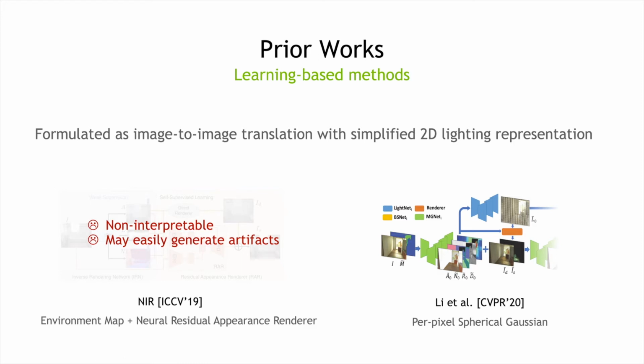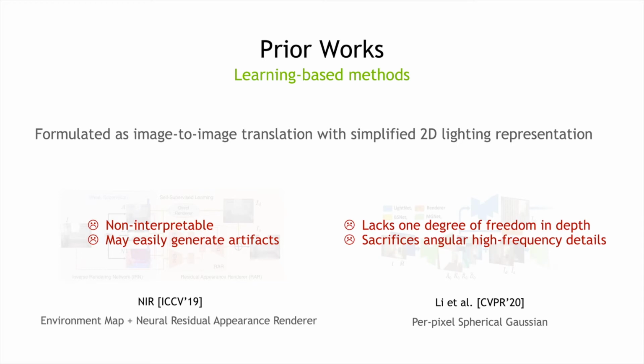Li et al. predict per-pixel spherical Gaussians to represent the 2D lighting distribution, but it still lacks one degree of freedom and sacrifices angular high frequency at each pixel location. We argue that indoor scenes contain complex 3D light transport and a 2D lighting representation is insufficient.